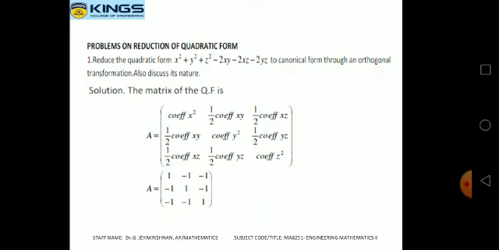Therefore, the diagonal elements are 1, 1, 1, and the coefficient of xy is minus 2, so divided by 2 is minus 1. The coefficient of xz is minus 2, and the coefficient of yz is also minus 2. Therefore, all these elements divided by 2 give minus 1. The remaining elements are minus 1. This type of matrix is surely a symmetric matrix.